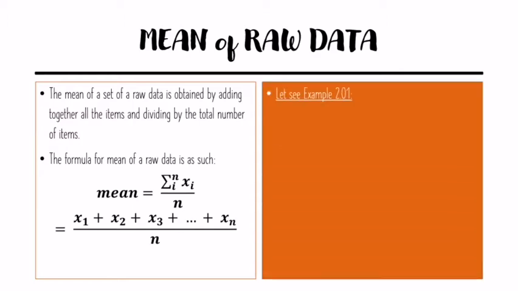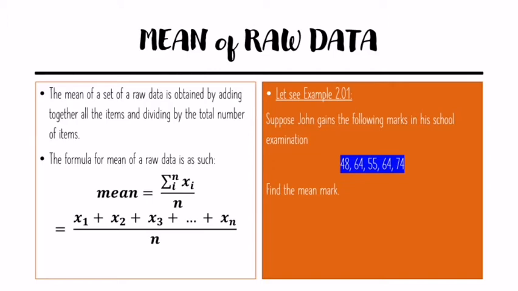So let's see example 2.01. Suppose John gains the following marks in his school examination. There are 5 subjects. The first one he gets 48, the second one he gets 64, the third is 55, and then 54 and 74. So these 5 data are his marks, and we want to find the mean mark for John.